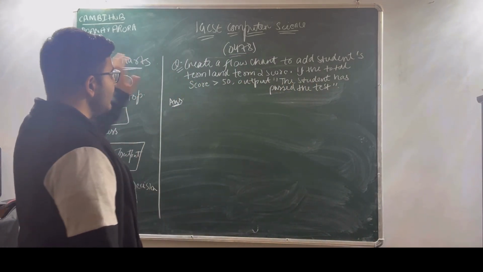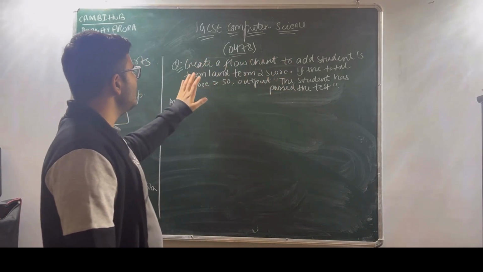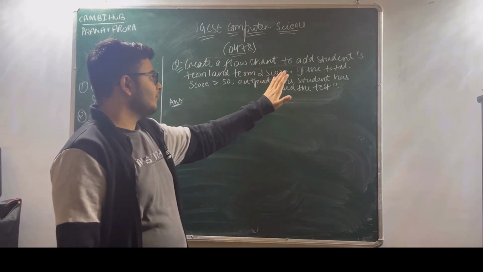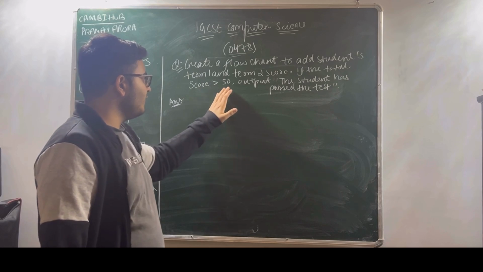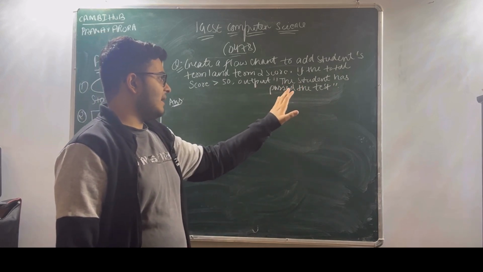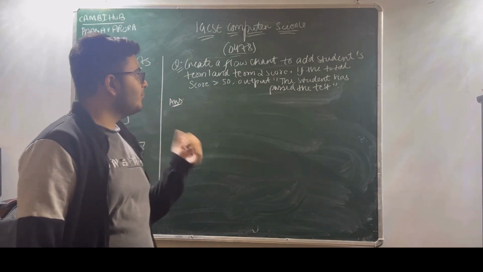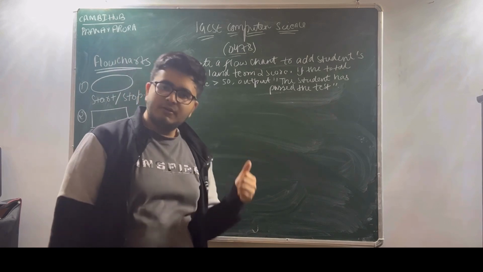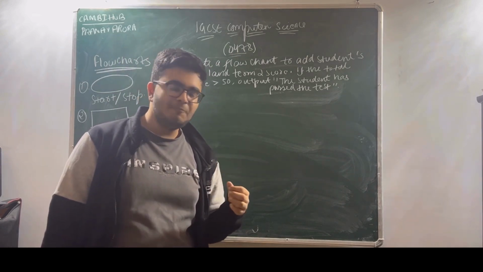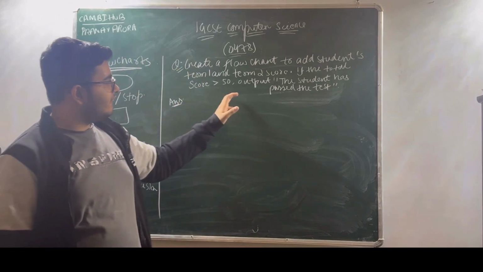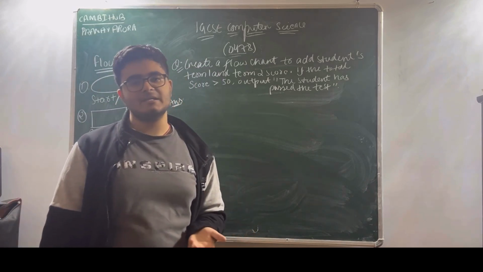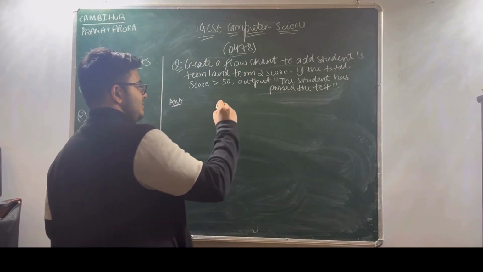The question says, create a flowchart to add a student's term 1 and term 2 score. If the total score is greater than 50, output that the student has passed the test. So we have to input the student's term 1 and term 2 marks. We have to add them. And if that total is greater than 50, then we need to output that the student has passed the test. Right? Let's start our flowchart.